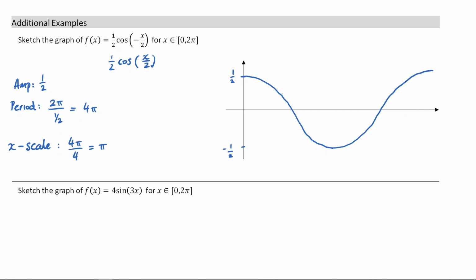All right, so what do we know? We know that our period is 4 pi. So this whole thing is going to be 4 pi. And then our x scale is pi. So this is going to be pi. Pi plus pi is 2 pi. 2 pi plus pi is 3 pi.